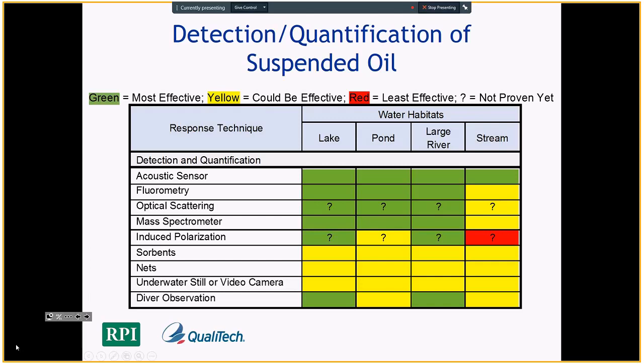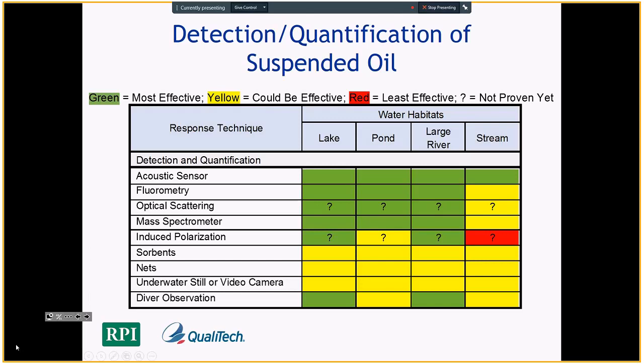Now, the first API report, the one on sunken oil, focuses on oil that's on the bottom. Now, it might move. But in the inland guide, we were able to put in a little bit of work on suspended oil detection. Same kind of spotlight chart here, with fewer things on this one. So this is detection and quantification, not too many things.